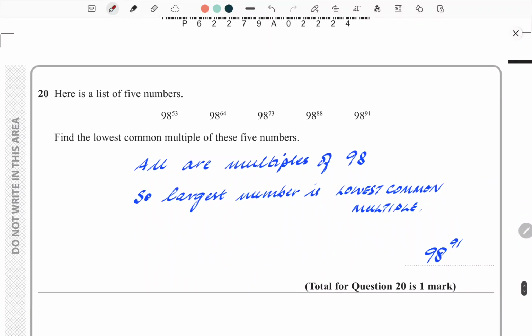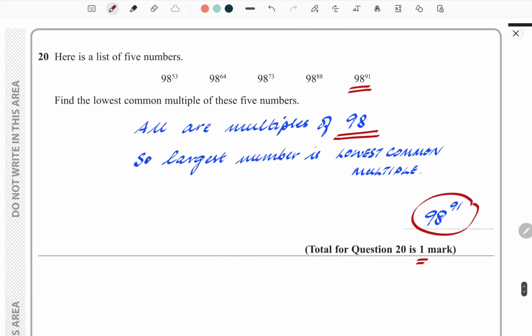Right, number 20. This is a little bit of a trick question. Notice there's only 1 mark, all right? All of these numbers are multiples of 98, okay? So if they're all multiples of 98, and in fact, the only number that's in there is 98 times 98 a lot of times. So therefore, the largest one must be the common multiple, okay, of all the others. So all it is 98 to the power 91, all right? Probably not much explanation needed for that one.